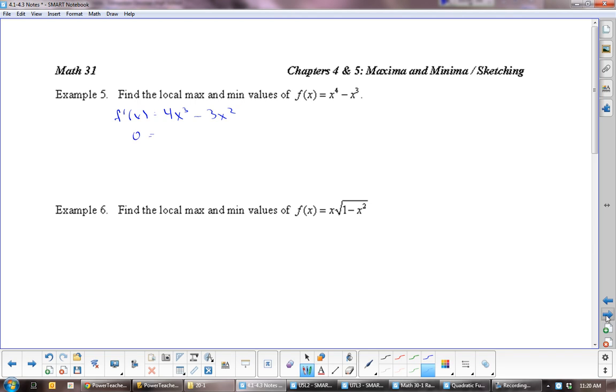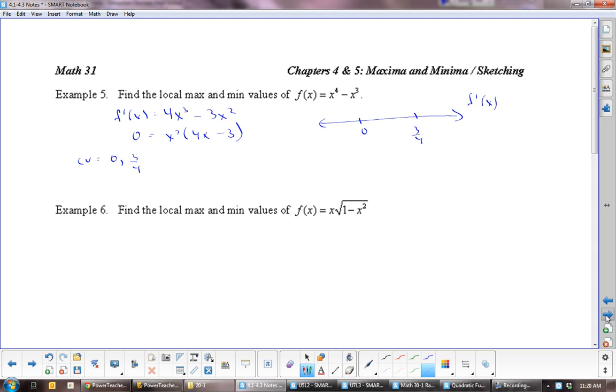Okay, 0 equals, so what can we factor? I can take an x squared out, leaving me with 4x minus 3. So what are my CVs? 0 and 3 over 4. Okay, this is f prime of x. So I'm going to put 0, I'm going to put 3/4.